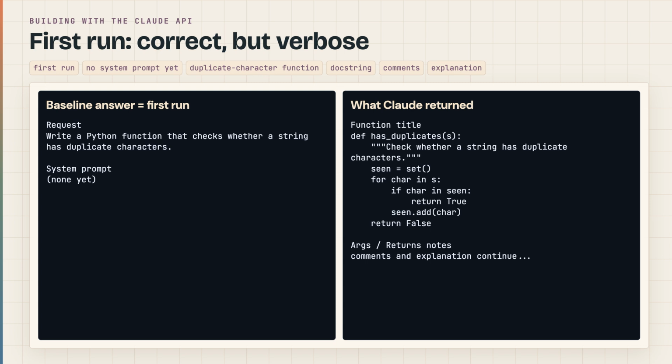Baseline here means the first Claude answer before any system prompt. The request is simple. Write a Python function that checks whether a string has duplicate characters. Claude returns a working function plus a title, docstring, argument notes, return notes, comments, and explanation. That verbose first run is the output we are trying to shrink.